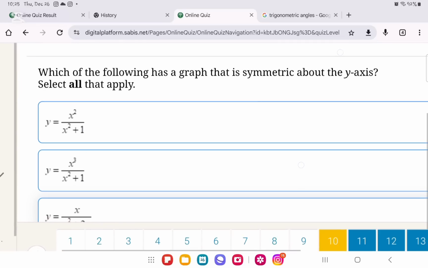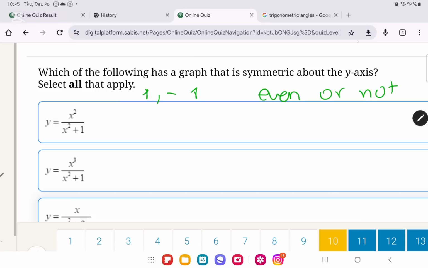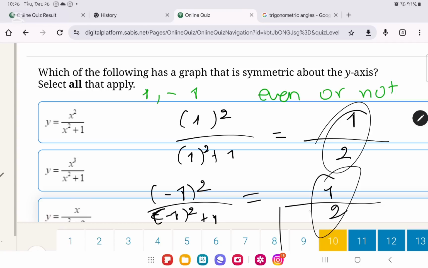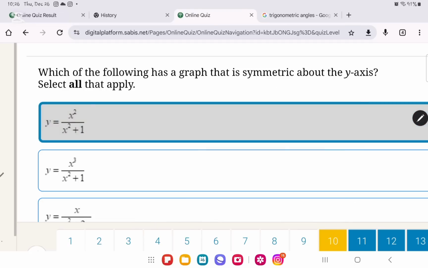So starting off with the first one, we are going to play even or not. We chose the 2 numbers, 1 and -1. Okay? So substituting it, we are going to get 1 to the power of 2 divided by 1 to the power of 2 plus 1. So that means it is 1 over 1 plus 1, which is 2. Now, substituting -1, it is -1 to the power of 2 divided by -1 to the power of 2 plus 1. Okay, sorry, it is equal to 1 divided by 2 as well. So, since they are the same exact number with the same exact sign, that means it is even.